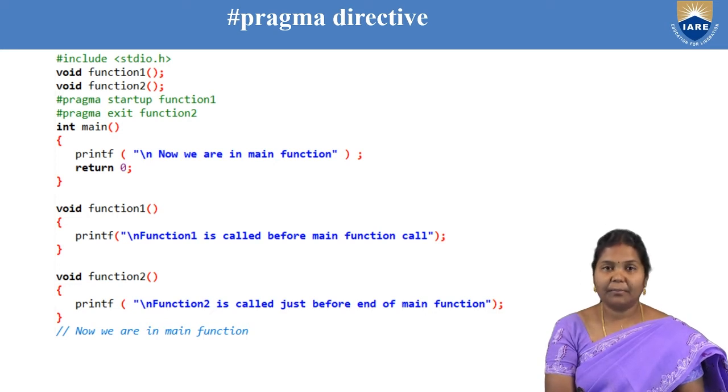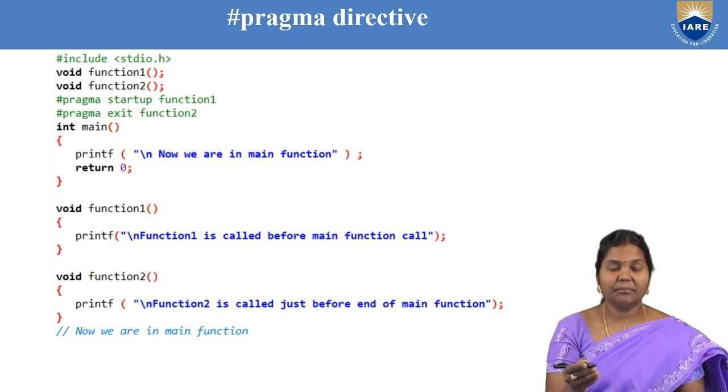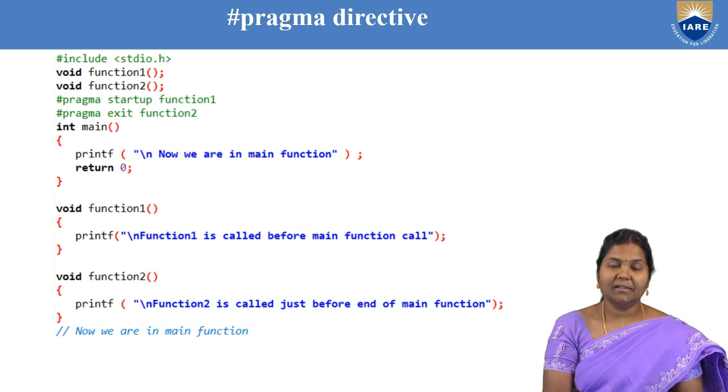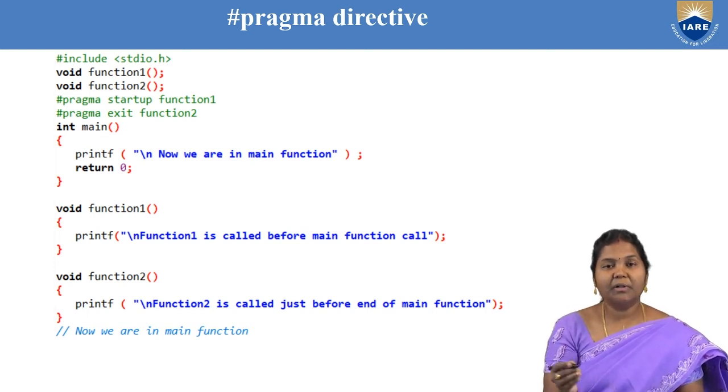Then there is a miscellaneous directive like undef. We have the pragma directive. Now, certain functions you may want to execute during the startup of your system or during the shutdown of your system. For example, I want to play some songs during the startup, or I want to give some message during the booting time or shutdown of my system. Then those functions I can write and include using the pragma directive. Let us see how to do it.